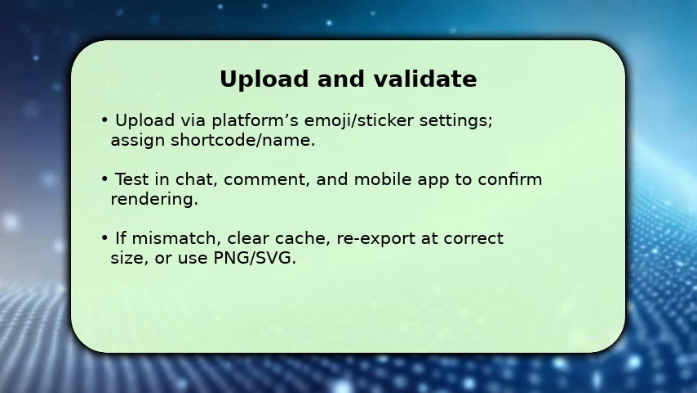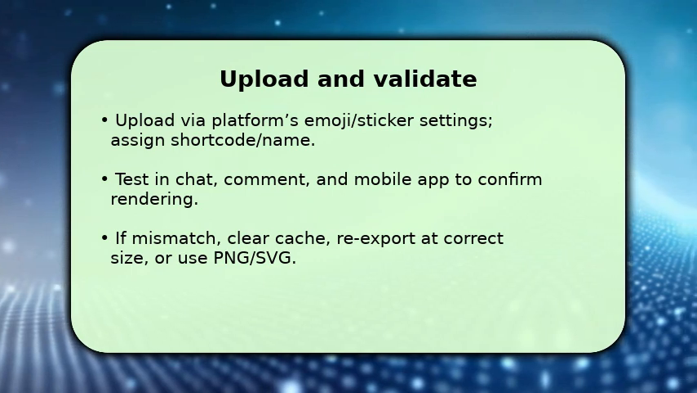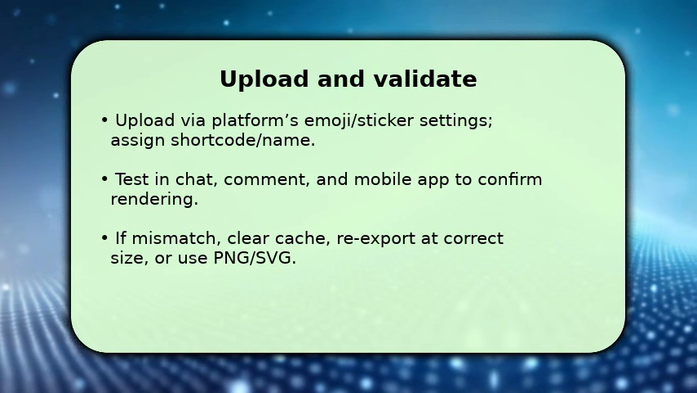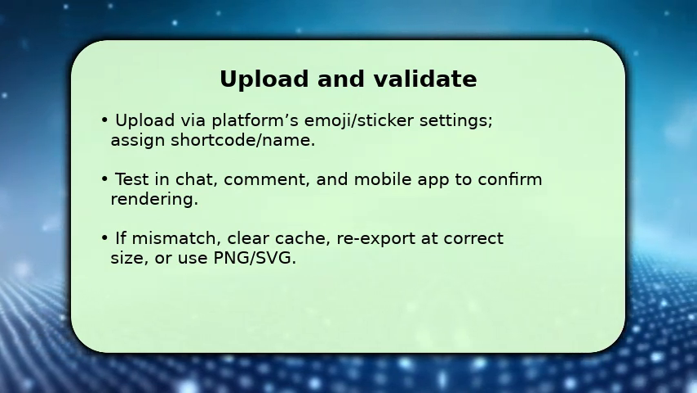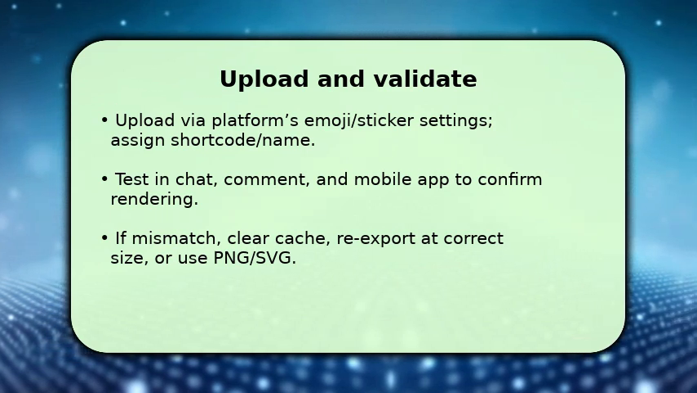If colors or transparency look wrong, make sure you export it with sRGB, correct resolution, and transparent background. One key troubleshooting tip: if it still displays poorly, clear the app cache and re-upload a re-exported PNG at correct dimensions to force fresh rendering.